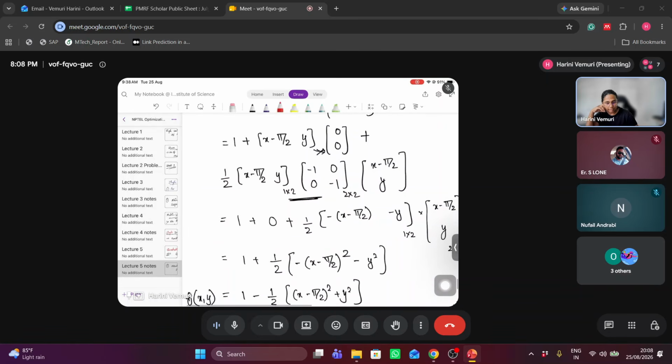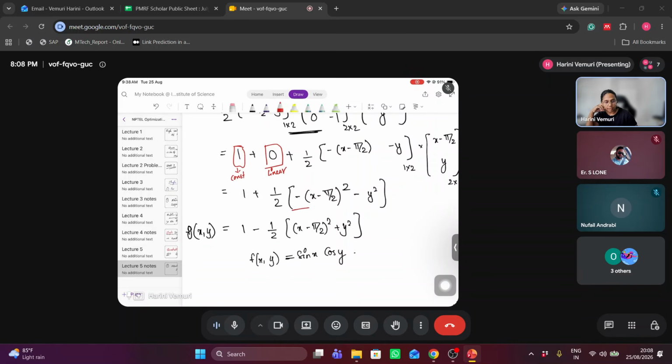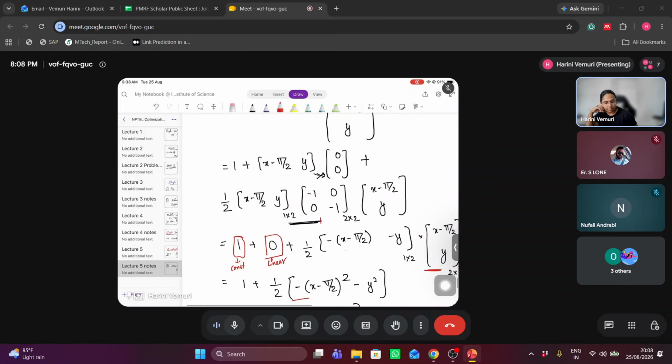So is this clear? One will be our constant, zero is our linear part, zero comma zero will be what we are having. Here, based on these values, if they have asked for the Hessian matrix, then this part is our Hessian matrix.